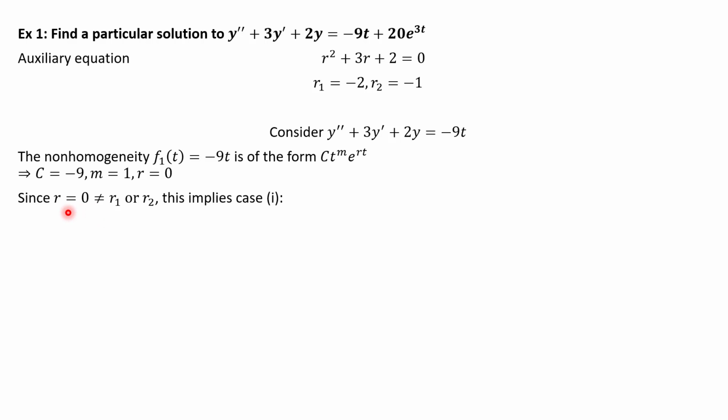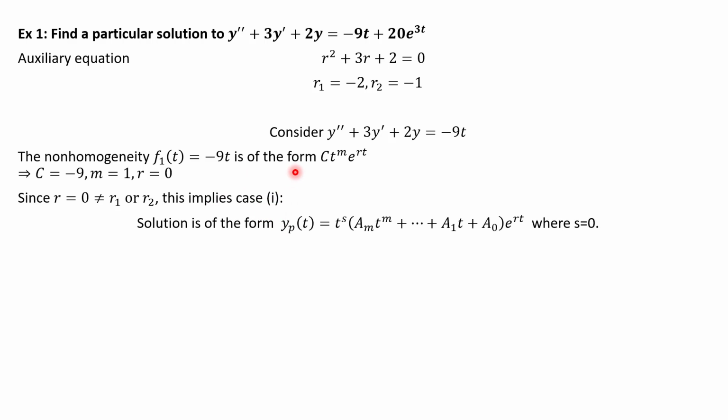So because r equals 0, and neither one of the roots of our auxiliary equation was 0, that's why we picked case 1. Okay, so we went over this before, but that's why it's case 1 out of the 3 first cases. And so we pick this solution format for our answer, and then case 1 says that S is 0. So now it's just a matter of plugging things in. So our solution y1 equals t to the 0, because S is 0. Because m is 1, we have these two terms, a1t plus a0, and then r is 0, so we have e to the 0t. Making it look a little nicer, y1 equals a1t plus a0.